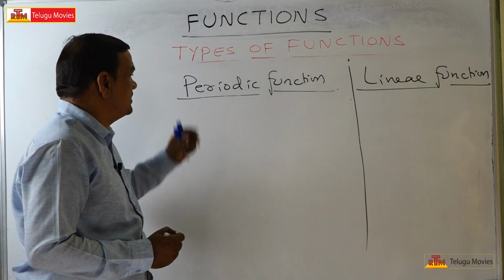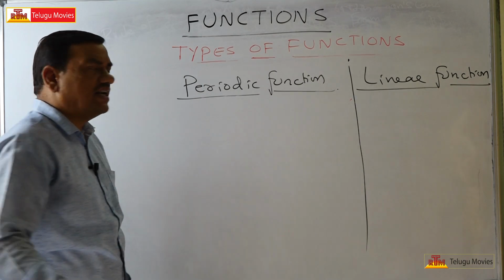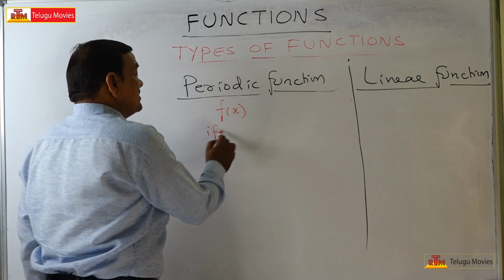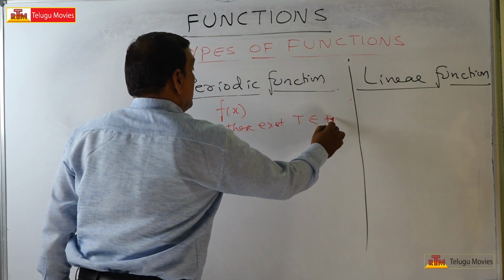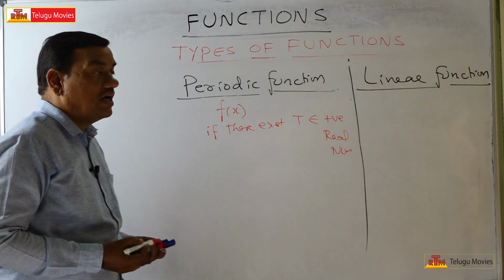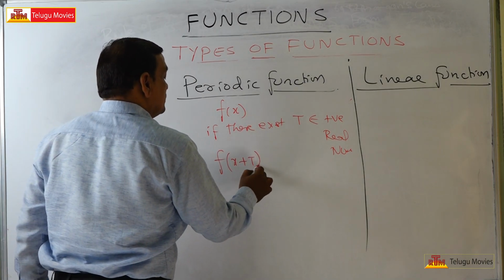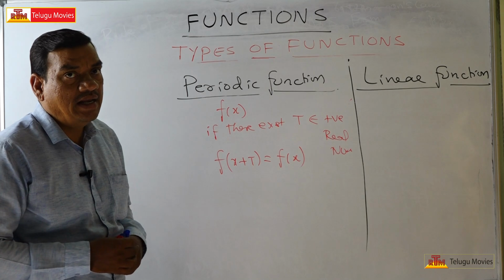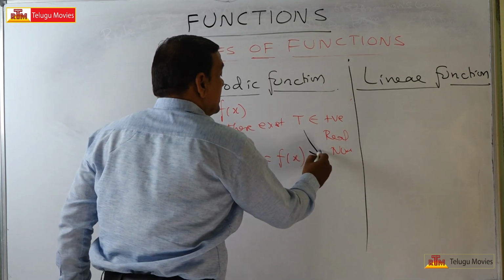Dear students, let us see periodic function and linear function. Very, very easy concept. Periodic function means what? Let us take f of x as any real function. If there exists a t, a positive real number, such that f of x plus t is equal to f of x, then that function is called a periodic function and the value t is called the fundamental period.